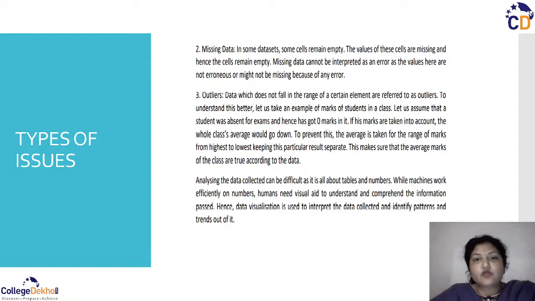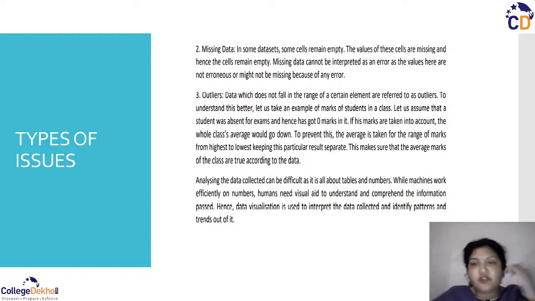Let us assume that a student was absent for exams and hence got 0 in it. If his marks are taken into account, the whole class average would go down. Otherwise, to prevent this, the average is taken for the range of marks from the highest to lowest, keeping the result as separate. Suppose there are 20 students who appeared for the exam, and one student was absent in the exam, right? Now this absent student will be an outlier for the data set.